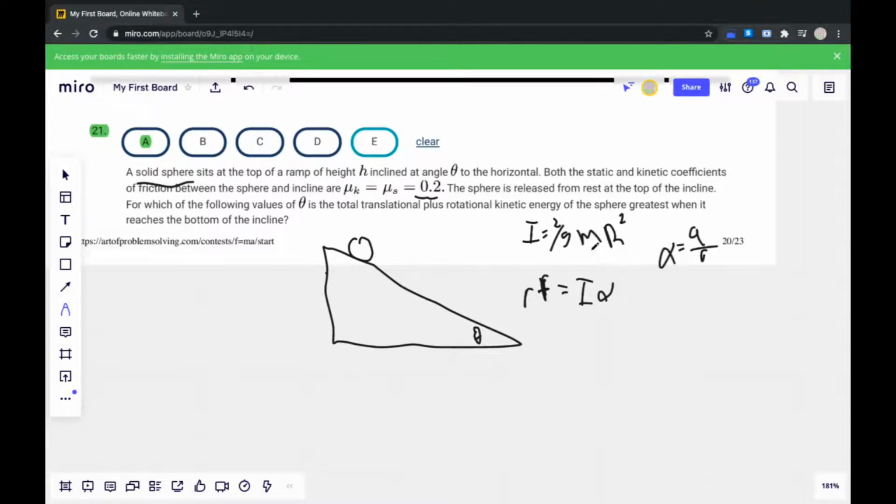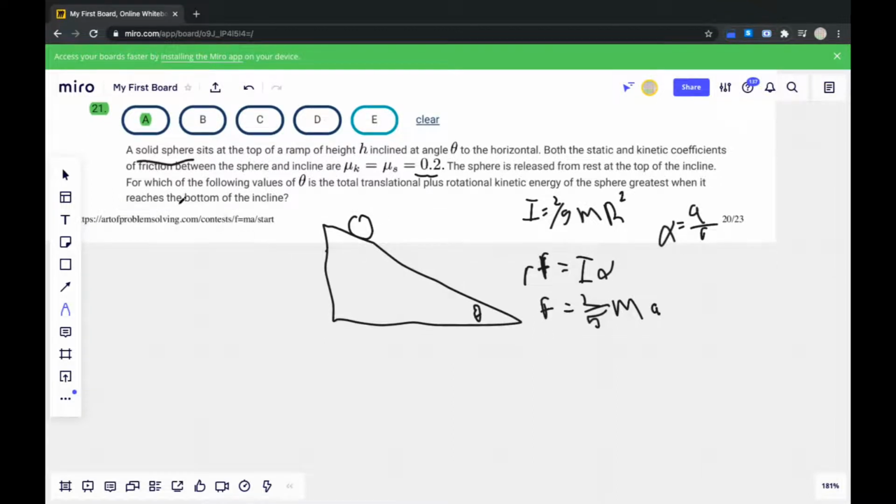Okay, so if we plug these values of I and alpha into the equation, we get that the force of friction is going to be equal to 2/5 times m times a, where a is the acceleration of the sphere.